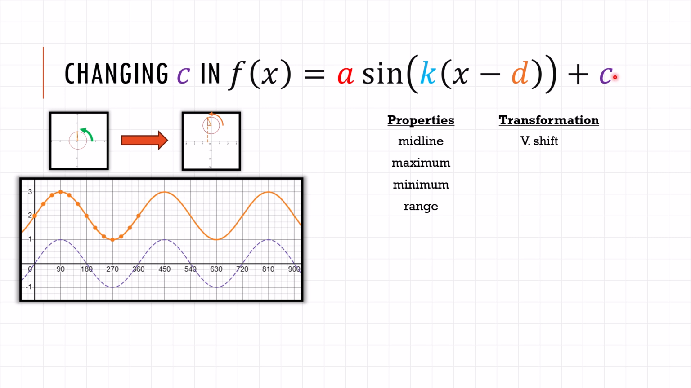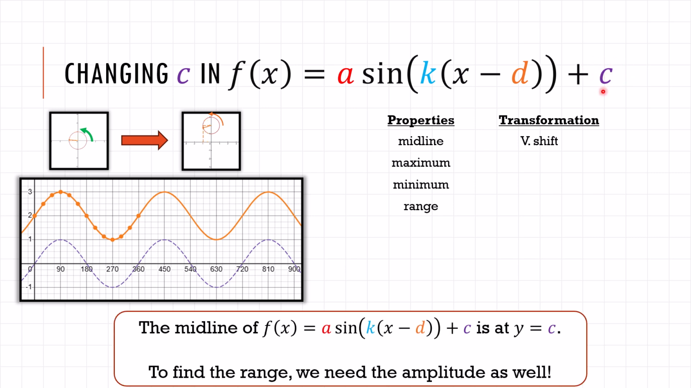So one of the things to know is that this C value tells us the exact location of the midline. The midline of this function is always at y = whatever this number is. But the maximum and minimum, and therefore the range, aren't entirely dependent on C. Notice that even if the midline was right here, if the amplitude was more or less than 1, the maximum or minimum would not be at 3 and 1, respectively. It might be higher, it might be lower. So in order for us to find the range, not only do we need to know where the midline is, but we need the amplitude as well.